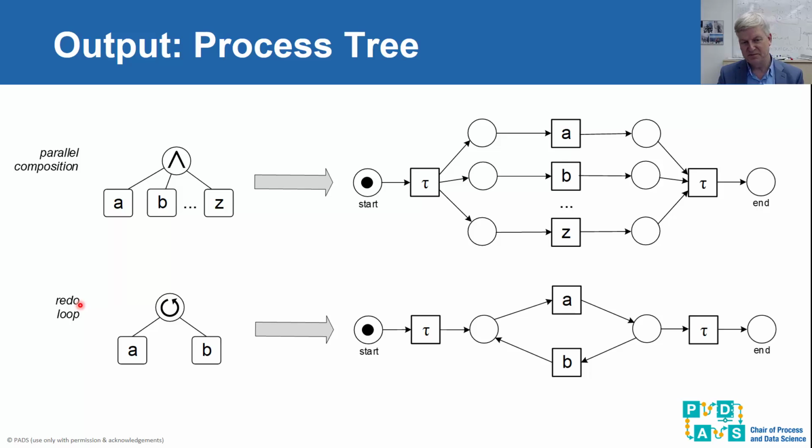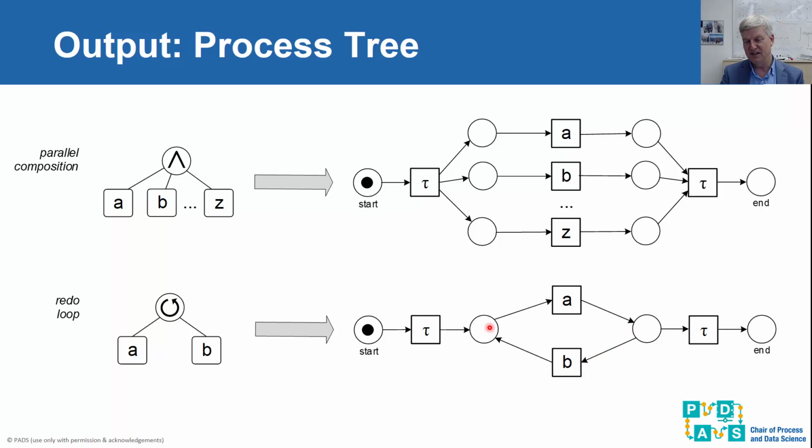The redo loop is a generalization of while, do, and repeat until. So this construct has the following semantics in terms of a Petri net. We start, and there is a token here. Then we can do A and stop. So it allows for the execution of just A and then ending. Or it allows that we execute A and then we do not stop.